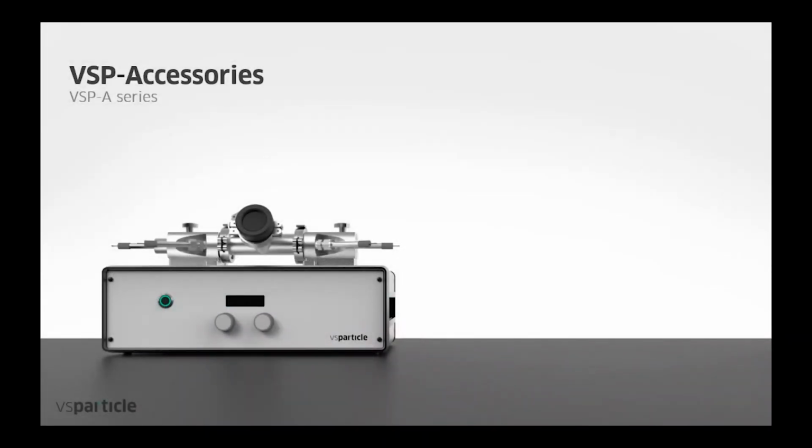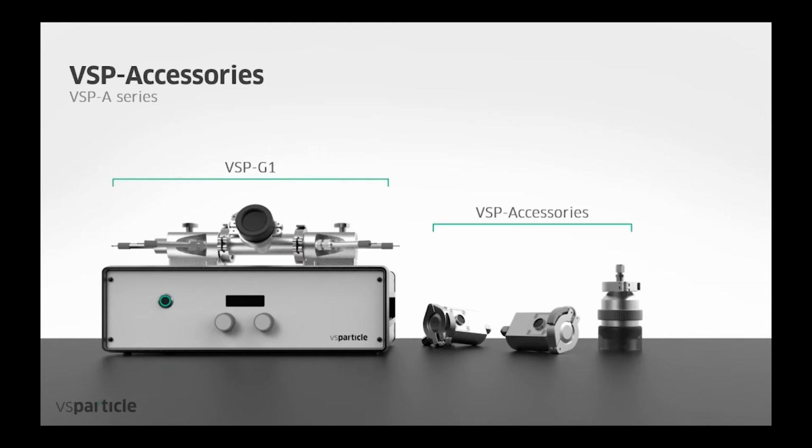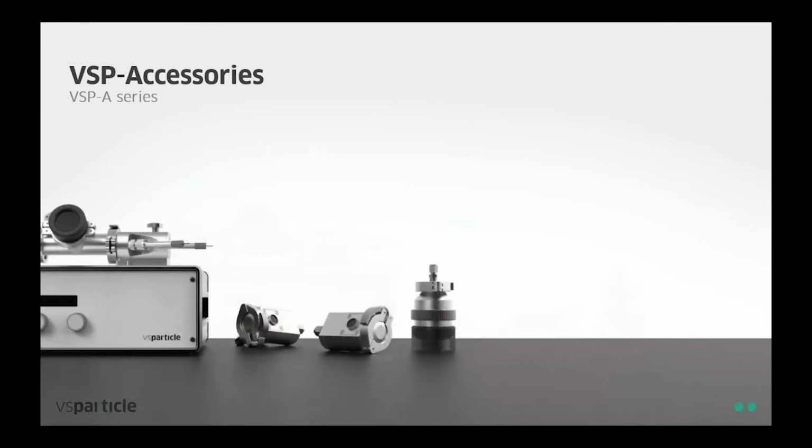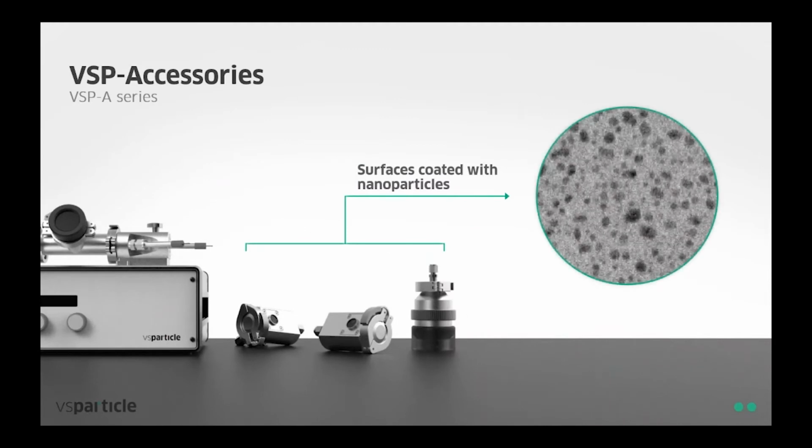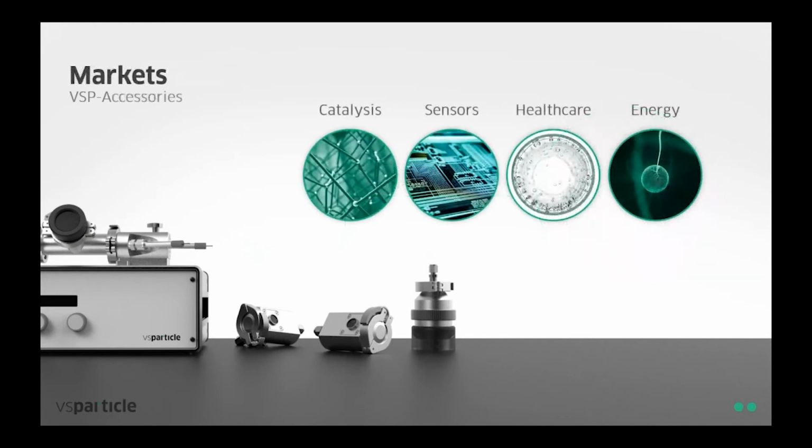So the accessories are a component which is connected to the G1. And again, they are used to coat the surface of different substrates. Markets where most of our products are used are catalysis, especially nanoparticle catalyst, but also in the field of electrocatalysis, which is of enormous importance in the coming years. Sensors, healthcare, and energy. If you want to have more questions or application notes of those different areas, please contact us.